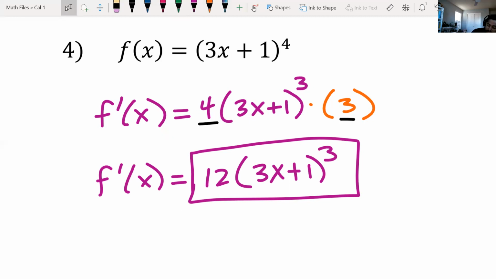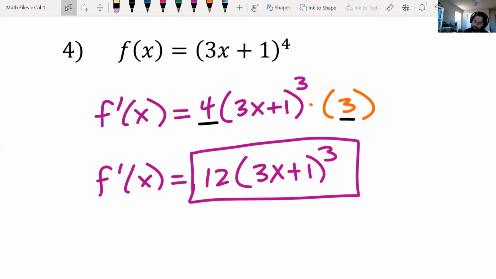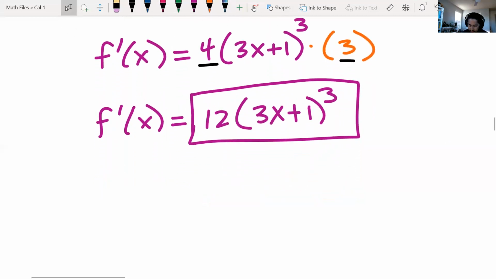And you don't want to distribute the 12. The question is, can you distribute the 12? Well, you would have to do the 3x plus 1 cubed first, right? Exactly. Which means that this is done, because you don't want to create any extra work for yourself. You would have to distribute all of this before you can even distribute that 12, which I wouldn't do, because this is the simplified answer. That's as simplified as it gets. Okay. That one was easy. Let's look at another one.